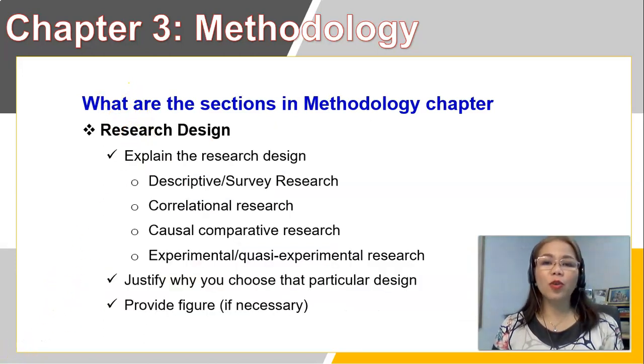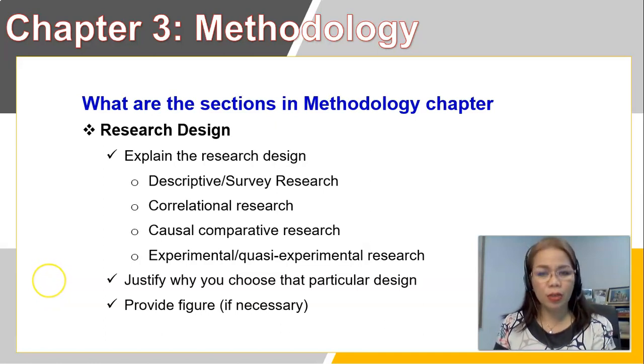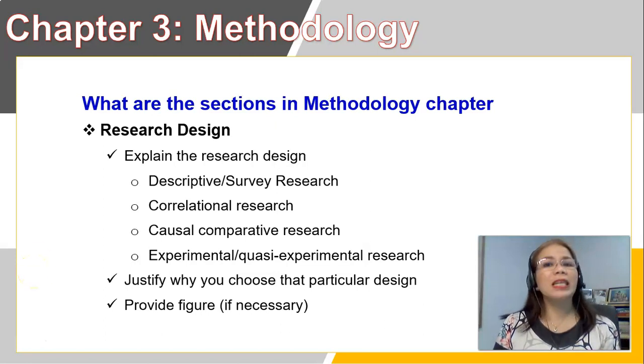The next section is your research design. It's important that you describe the research design that you are using in your study. Are you using descriptive or survey research? Are you using correlational research, causal comparative research, experimental or quasi-experimental? Whatever research design that you are using, describe it in your study. Again, tell the readers why you are using it and how you are using it in your study. Also, justify why you choose that particular design. And if you have a figure, please provide it.